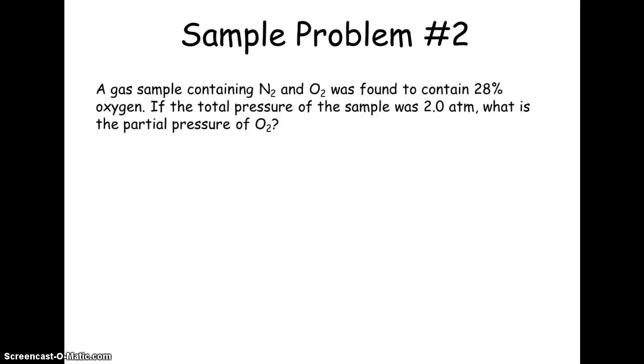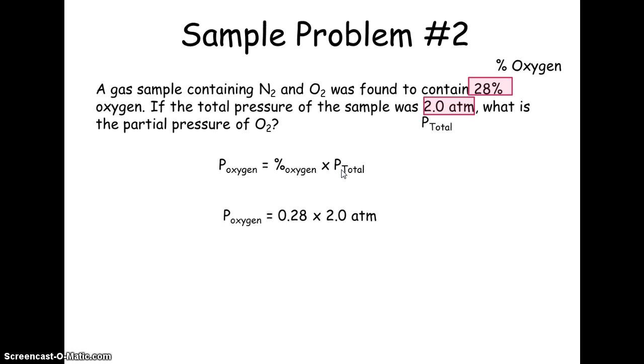Now in our next sample problem, we want to look at calculating using the percentage. So we know that a gas contains nitrogen and oxygen, and it contains 28% oxygen. If we know the total pressure is 2.0 atmospheres, we want to find the partial pressure of oxygen. How much pressure does oxygen exert by itself? To do this, we're going to use our equation. We know the percentage of oxygen. We know the pressure total. We want to use our equation that the partial pressure is equal to the percentage times the total pressure.